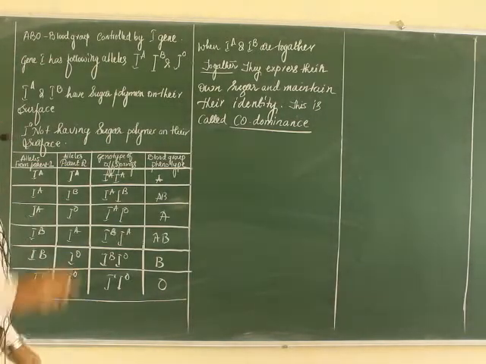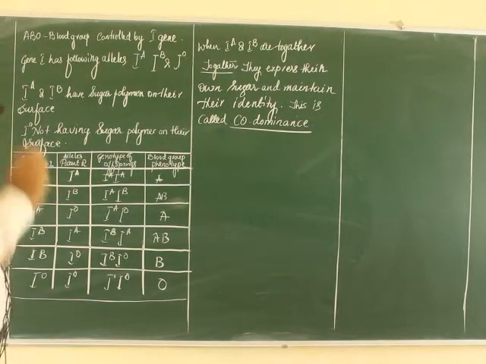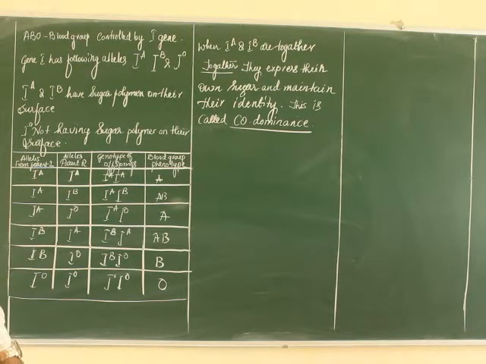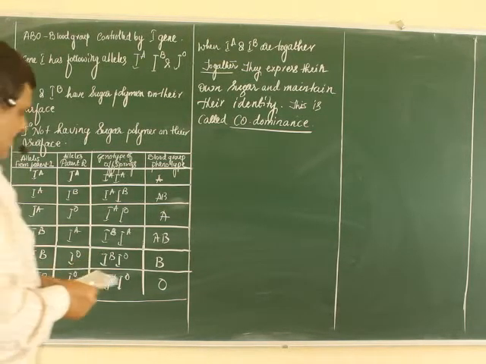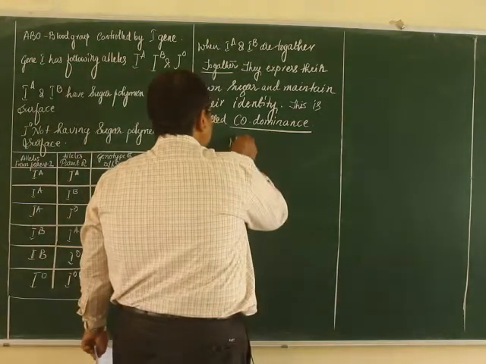See, IA and IB come together. Even though they are together, they will not lose their original identity. Hence, it is called codominance. Next is about multiple alleles.